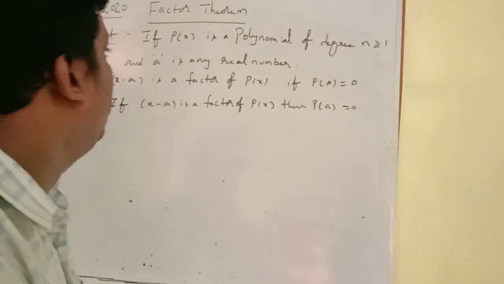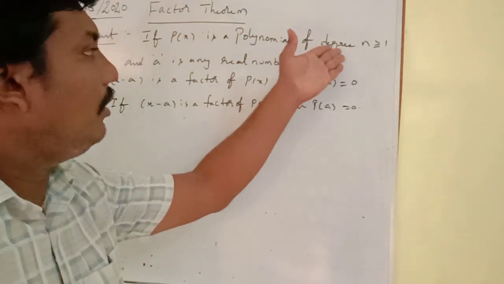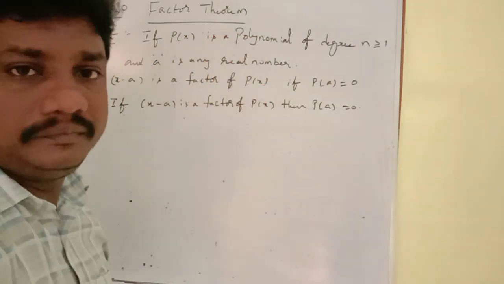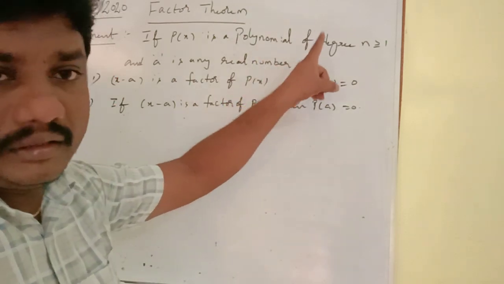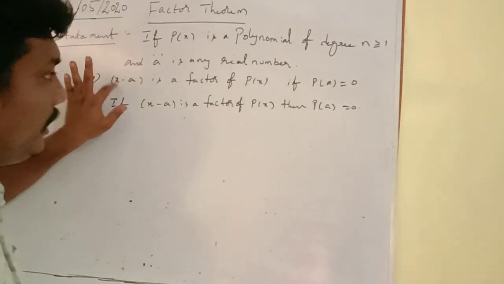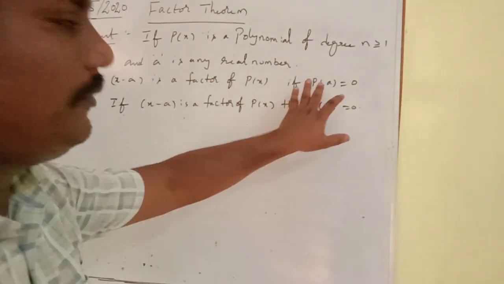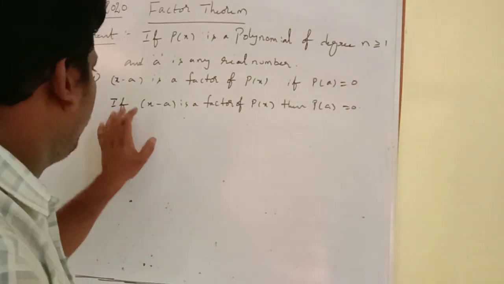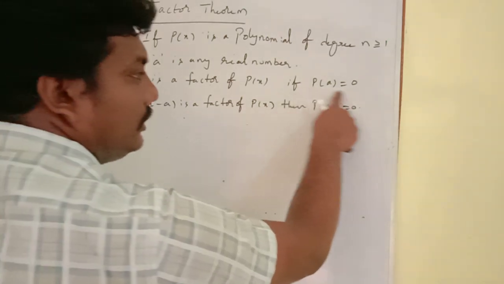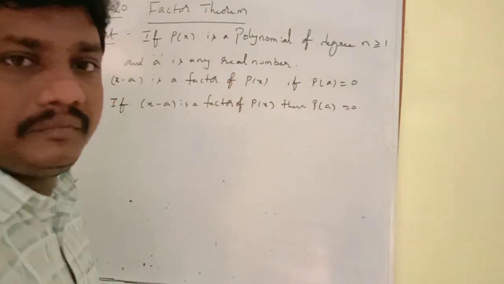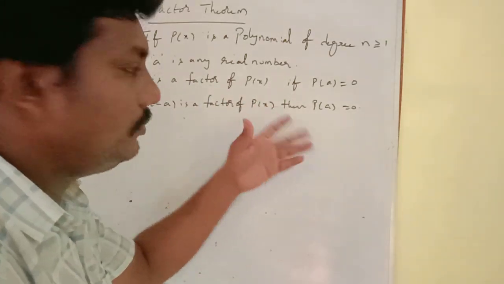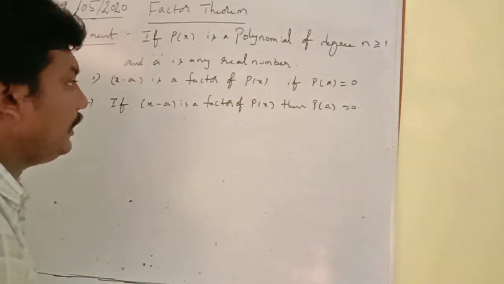What is the factor theorem now? If p of x is a polynomial of degree n greater than or equal to 1 and a is any real number, then first condition: x minus a is a factor of p of x if p of a equals 0. Second: if x minus a is a factor of p of x, then p of a equals 0. The first statement is the direct statement, and this is the converse of the first statement. Now we have to prove both statements. How do we prove the factor theorem?